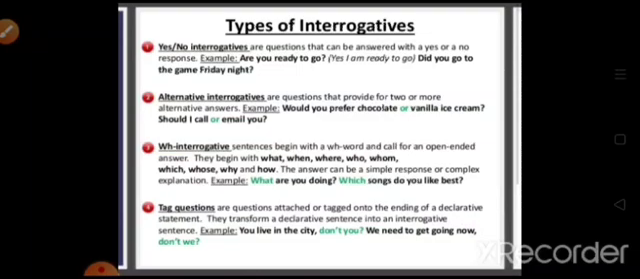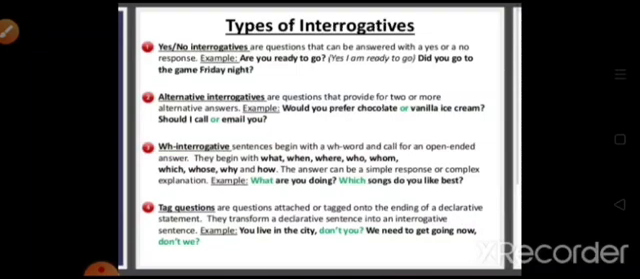Now second is the alternative interrogatives. Alternative interrogatives are questions that provide for two or more alternative answers. For example, would you prefer chocolate or vanilla ice cream? There are two options given over here. So, should I call or email you? So two options are there in this example. So it is called an alternative interrogative. It means the options are always there.